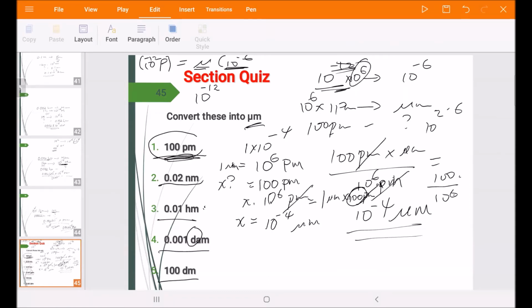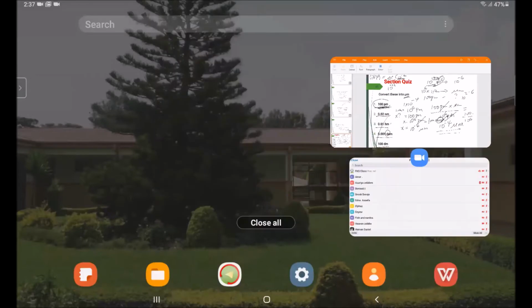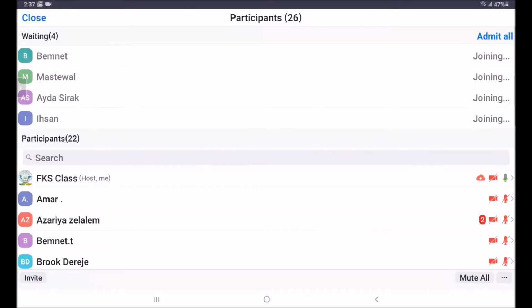So this is how you do it. We call this dimensional analysis, converting one unit into another, or from one prefix into another, the principle that we have discussed last time. Now, let me give an issue. Do you have any question?